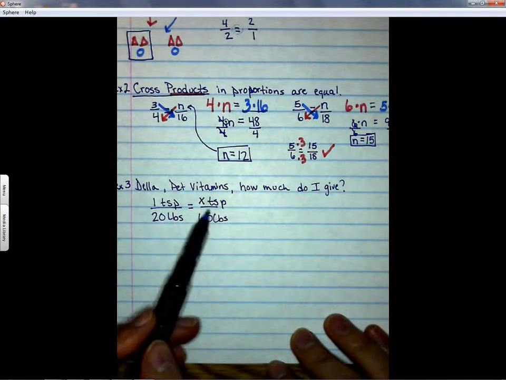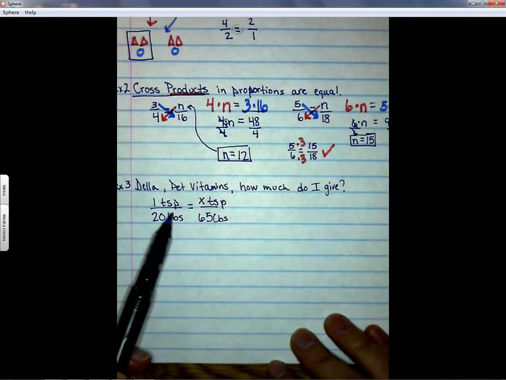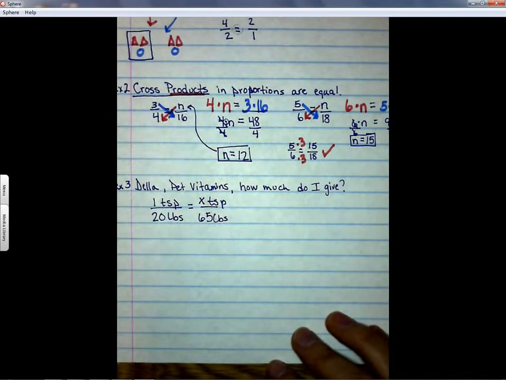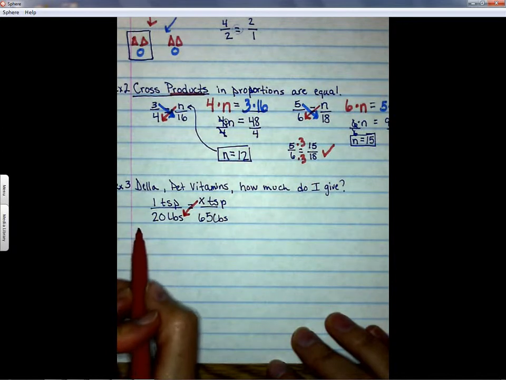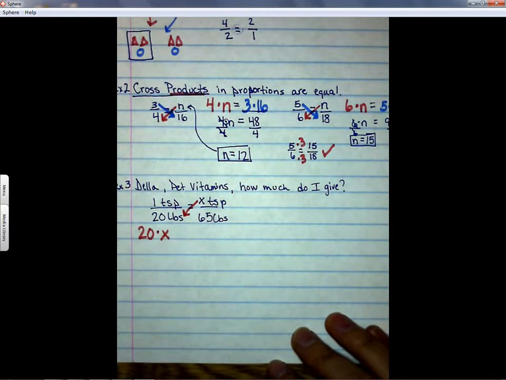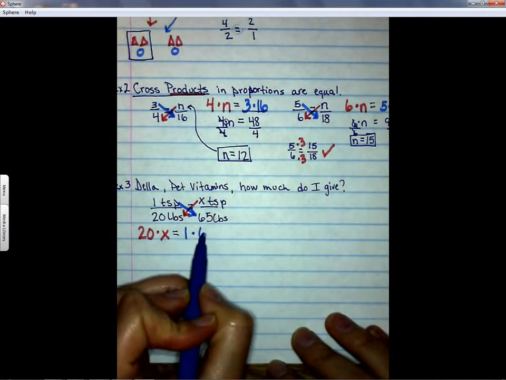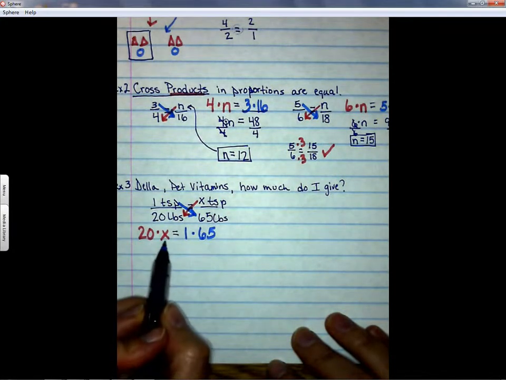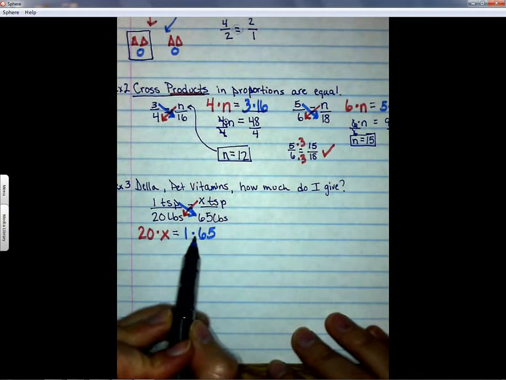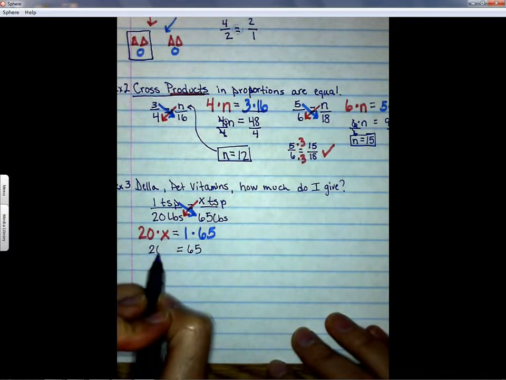Well, if you see here, this is set up just like the regular proportions that we've done. The only difference is I now have labels. We're actually not going to worry about the labels right now. We start on the side that has the variable, and we multiply down and across. So we have 20 times x is equal to 1 times 65. Now we simplify. I leave this side alone until I simplify the side opposite our variable. So 1 times 65 is 65, and this is 20 times x.